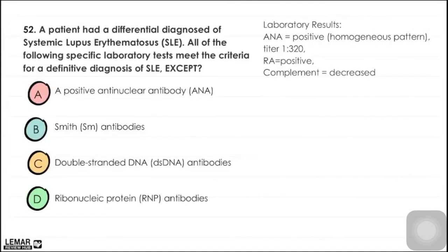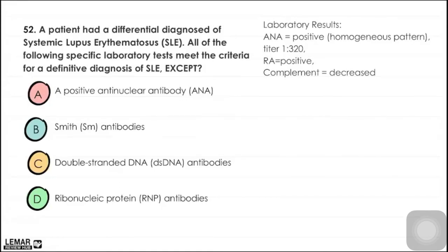Number 52. A patient had a differential diagnosis of SLE. All of the following specific laboratory tests meet the criteria for a definitive diagnosis of SLE except the laboratory test or result that includes an ANA positive homogeneous pattern, titer of 1:320, an RA or rheumatoid arthritis positive, complement is decreased.